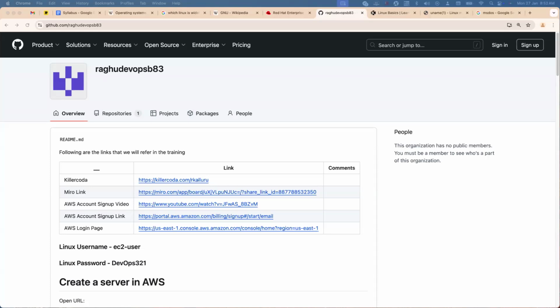For the AWS account, do we need to pay every month? Yes, there will be charges of around $30 to $40 every month. Is it based on usage or monthly? Based on usage.